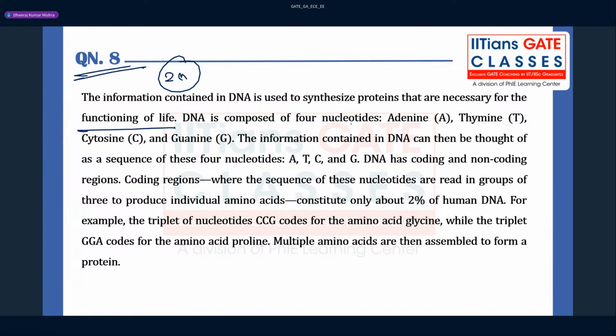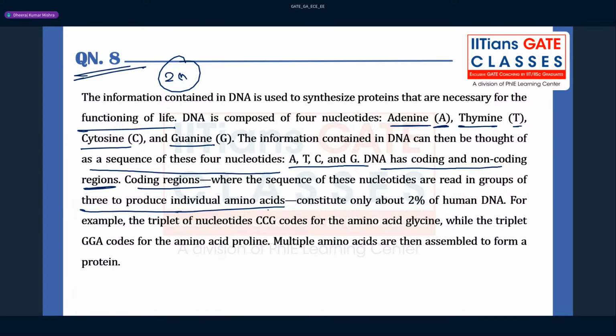DNA is composed of 4 nucleotides: adenine, where you have to choose the first letter of the word, thymine, T, cytosine, and guanine, right? So the information contained in DNA can be thought of as a sequence of 4 nucleotides, ATCG. Now DNA has coding and non-coding regions. The coding regions, where the sequence of nucleotides is read in groups of 3 to produce individual amino acids, constitute about 2% of the human DNA, right?